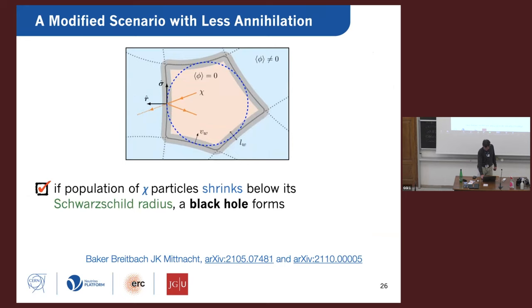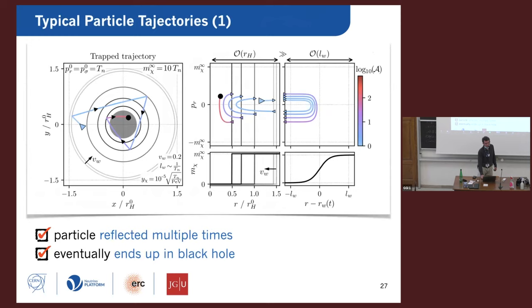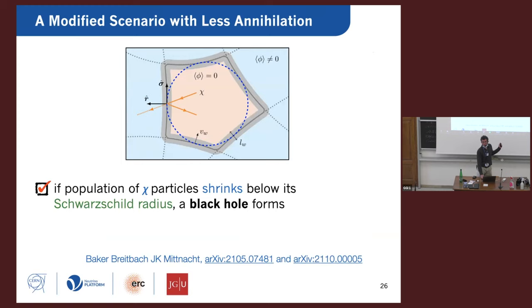Now, chi is still symmetric, can still be symmetric. We assume no longer here that chi is necessarily the dark matter particle. That is now just some dark sector fermion. The Lagrangian remains the same, but we are no longer requiring that this is dark matter.